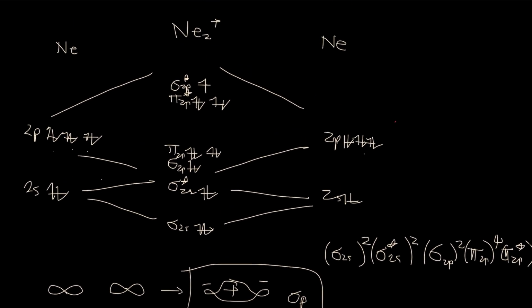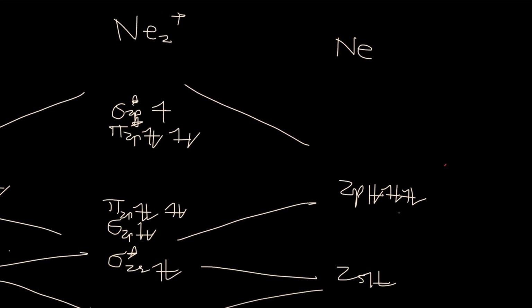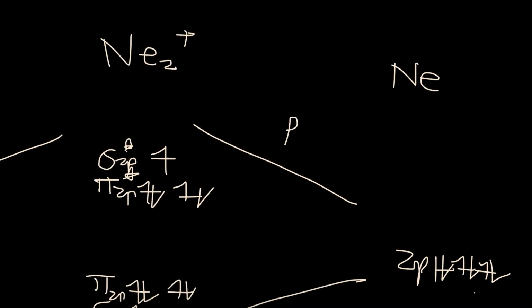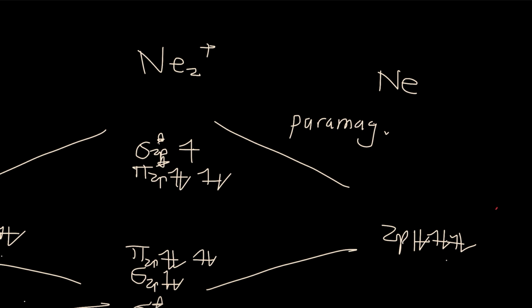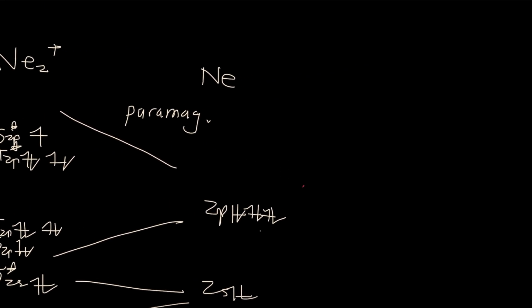And now one more question they will ask you is whether this neon diatomic plus is paramagnetic or diamagnetic. Paramagnetic means there are unpaired electrons and that will attract a magnetic field. And we see that here there is one unpaired electron. So because there is one unpaired electron, it is going to be paramagnetic. If all of its orbitals were filled, it would be diamagnetic and repel a magnetic field.